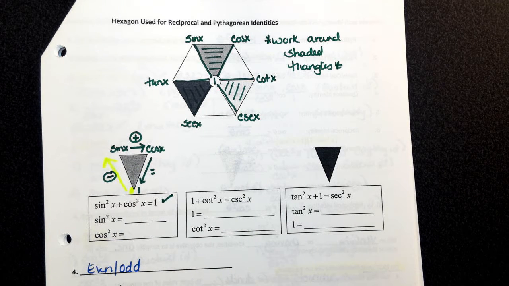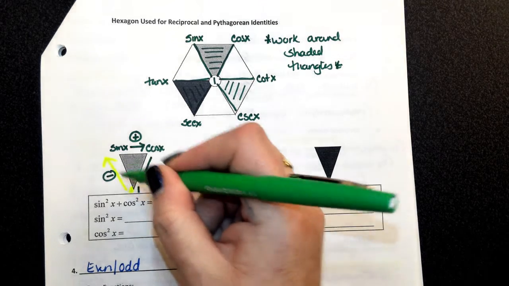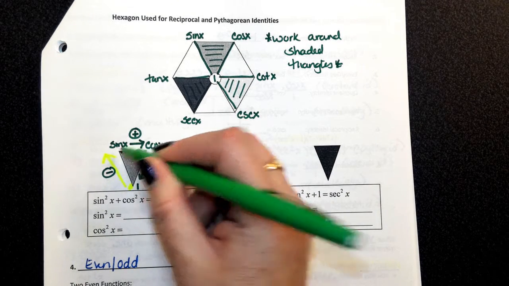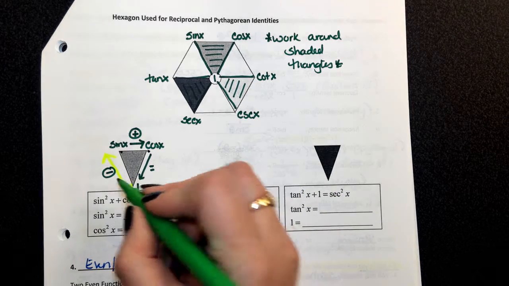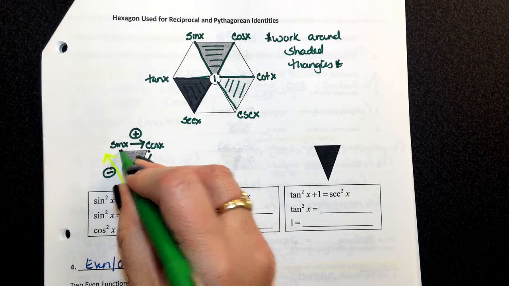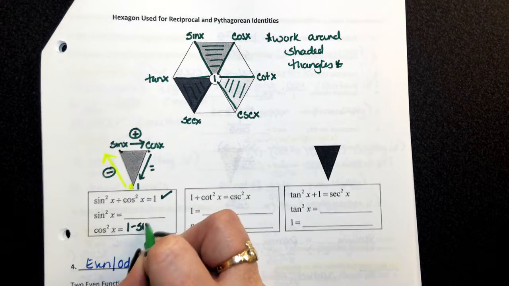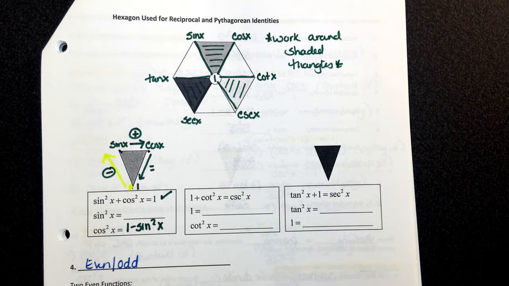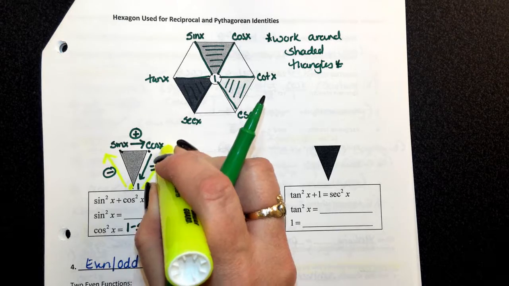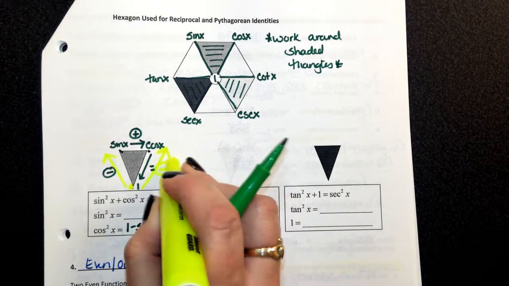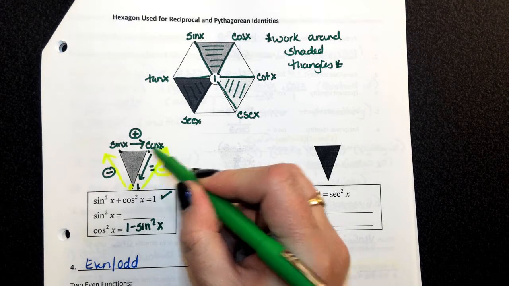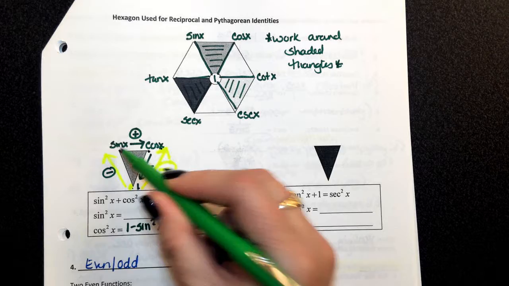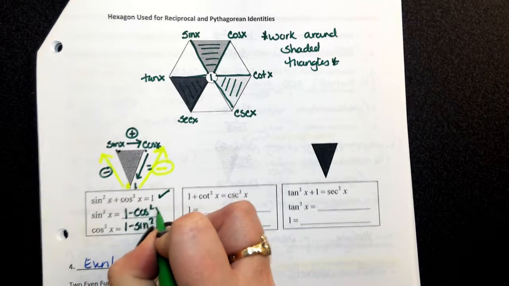So starting at the bottom of the triangle, 1 minus sine squared is equal to the third vertex of the triangle, which is your cosine squared. So 1 minus sine squared is cosine squared. You can go up the other side of the triangle as well. Starting at the bottom, and like I said, if you go up, you subtract. So 1 minus cosine squared equals sine squared.